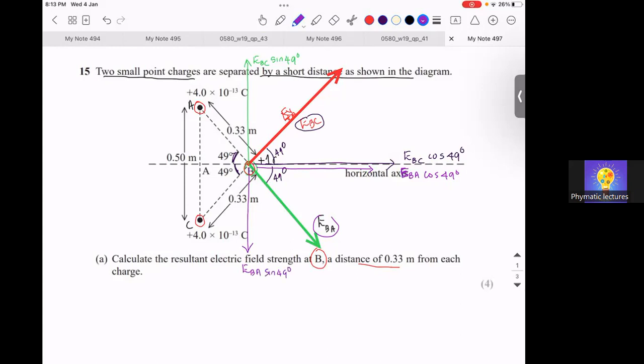Now we are in a position to find the value of EBC and EBA. So what are EBC and EBA? Recalling, EBC and EBA are the electric fields due to the respective point charges at the points A and C. And we are calculating this electric field at the point B, correct?